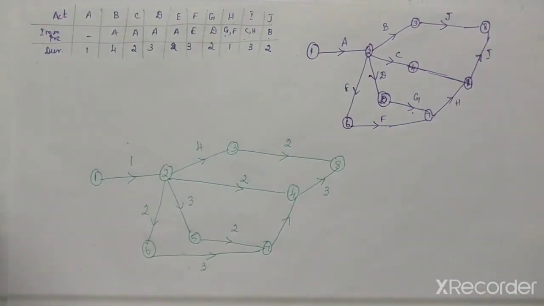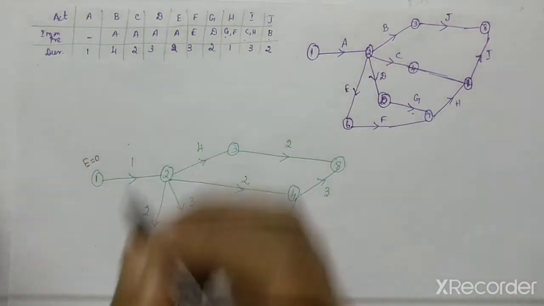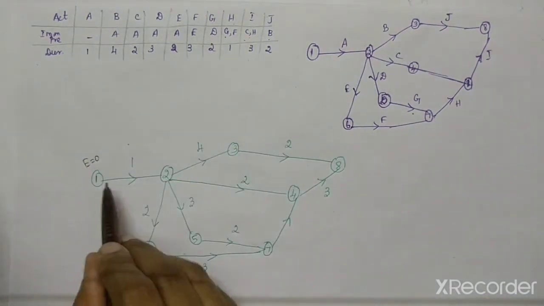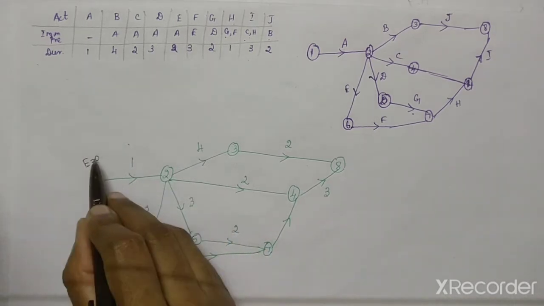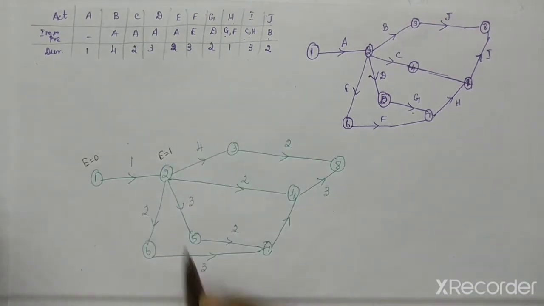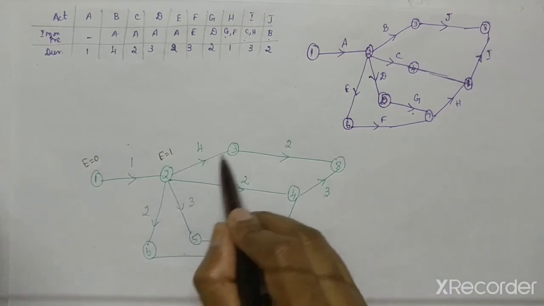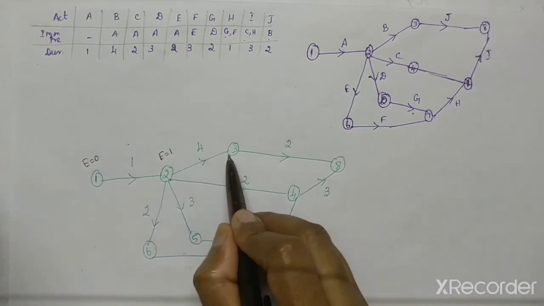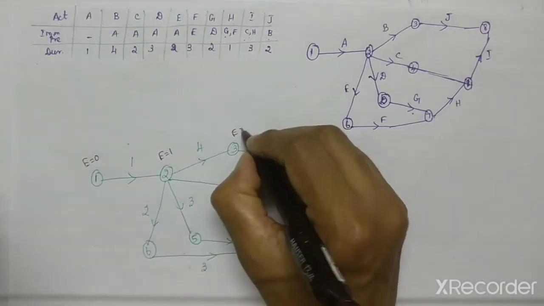Using these values, you have to find out the E value and L value. First we start with E, and that E value will be 0. For this node 2, there is only one incoming activity. So 0 plus 1, E value will be 1. The next is you come with this activity. For this also we have only one incoming activity. So E value will be 1 plus 4 is 5.